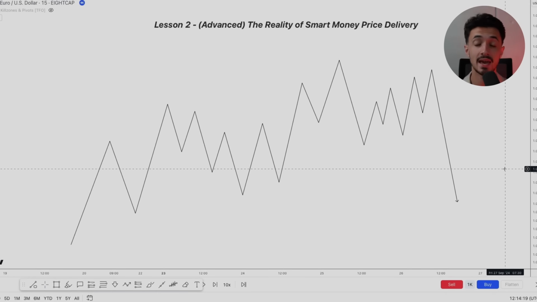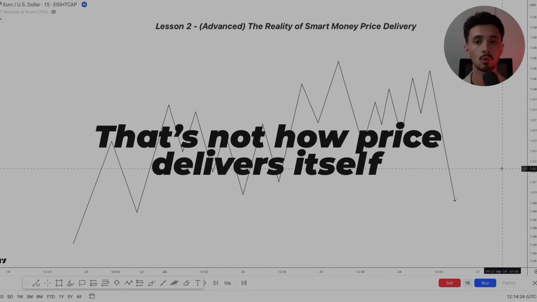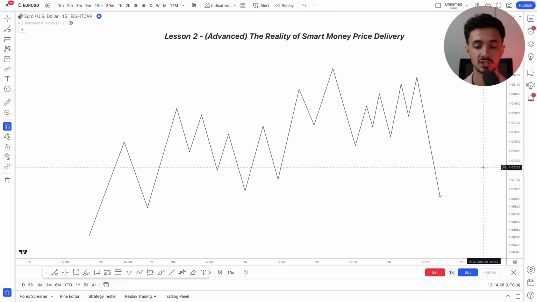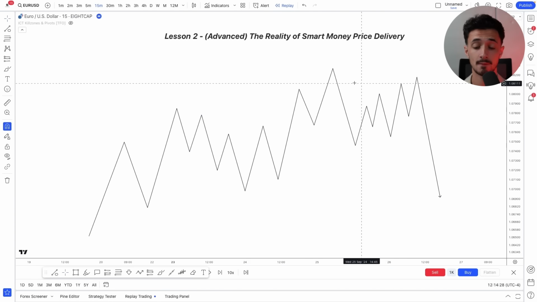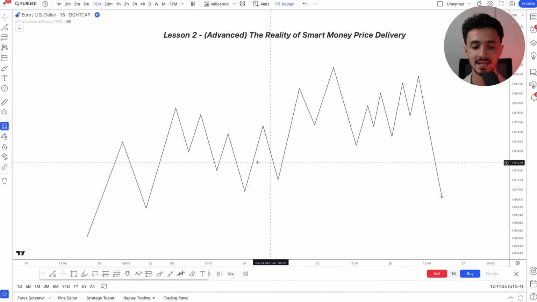And the reality is that's not how price delivers itself. If it was that easy, everybody would always be on the right side of the market. So let me share something with you. This right here is how price most likely looks in reality. But really, you can just apply the same principle. Let's take a little look at this, right?